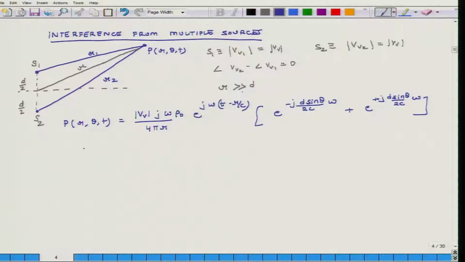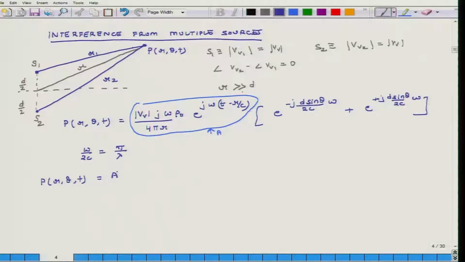Now we say that omega over 2c is equal to pi over lambda, and we call this entire prefactor A. So, my complex pressure equals A times the bracket: e to the power of minus j d pi over lambda sin theta, plus e to the power of plus j d pi over lambda sin theta.